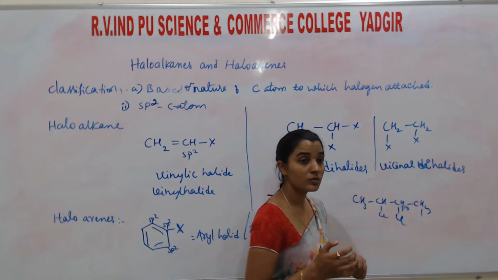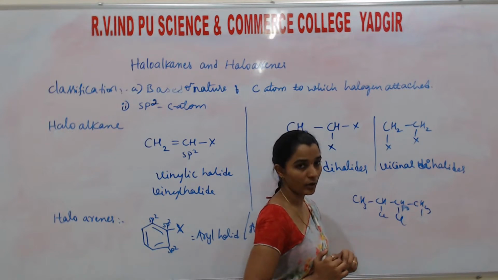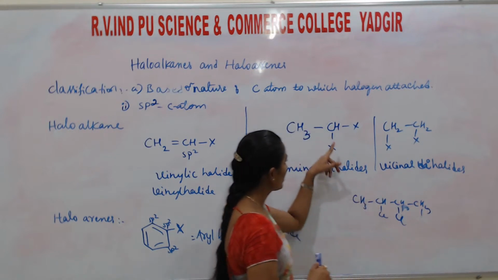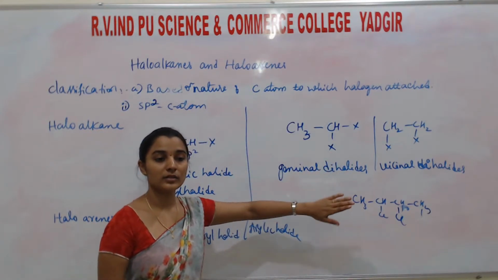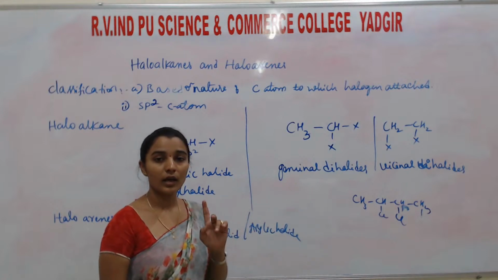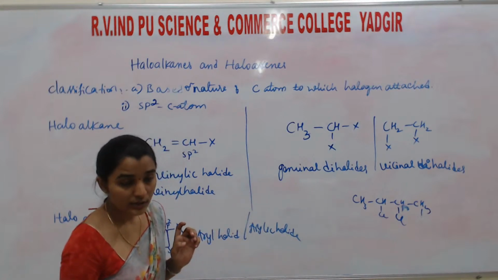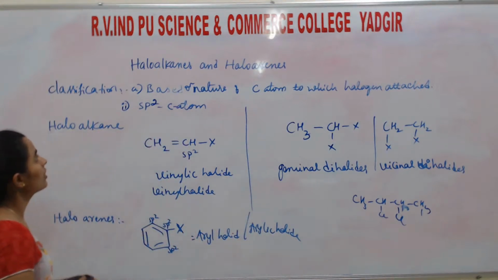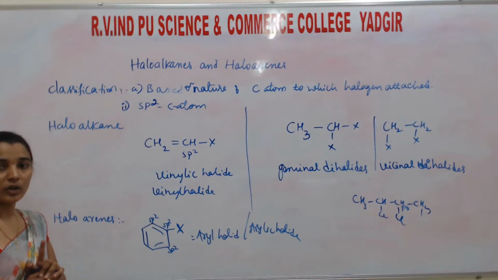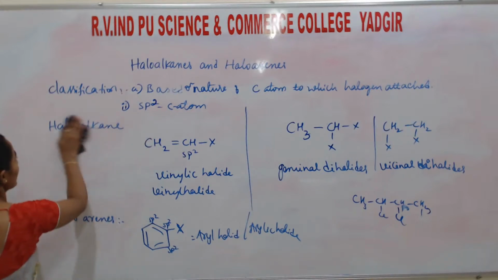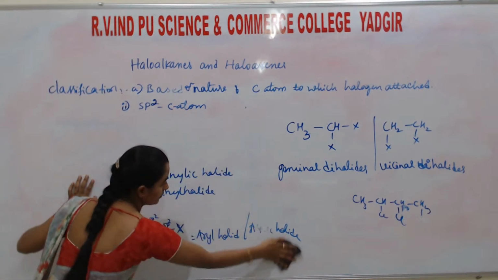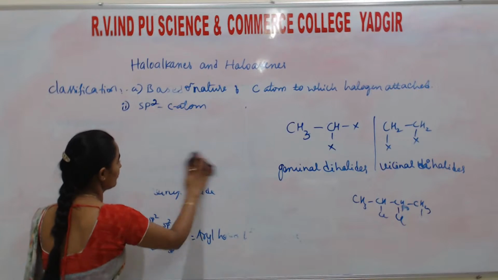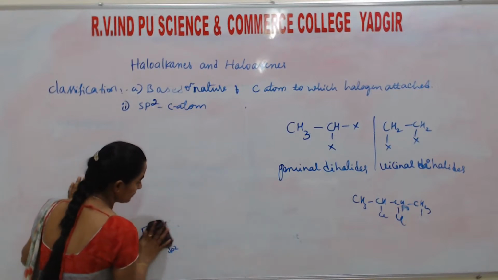Understand? The halogen atoms should be attached to adjacent carbon atoms, then it is vicinal. If it is attached to the same carbon atom, then it is geminal dihalide. This is the classification in dihalides. So this is all about the classification of haloalkanes and haloarenes. I'll write it in chart form, you can easily write.